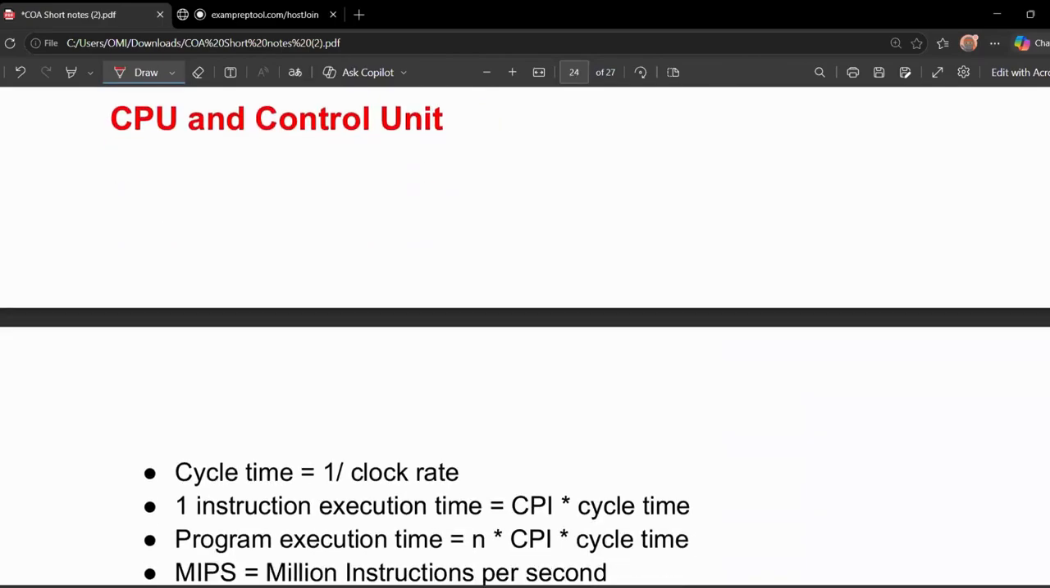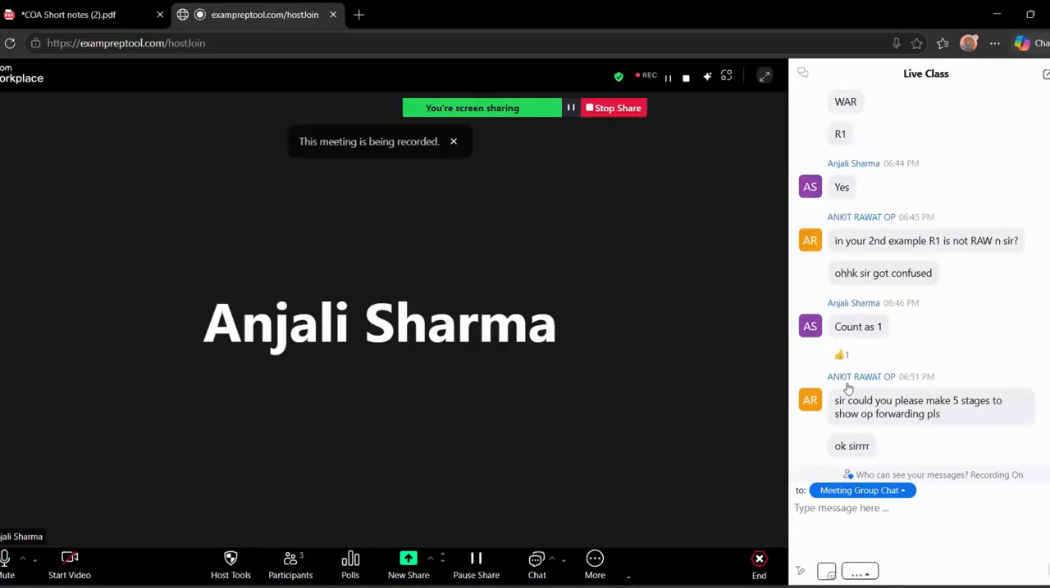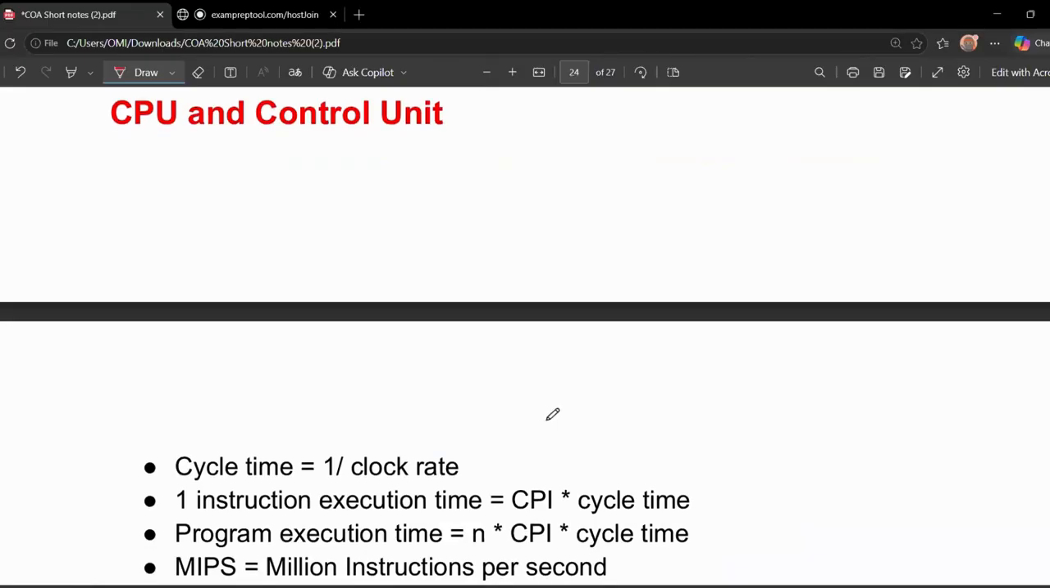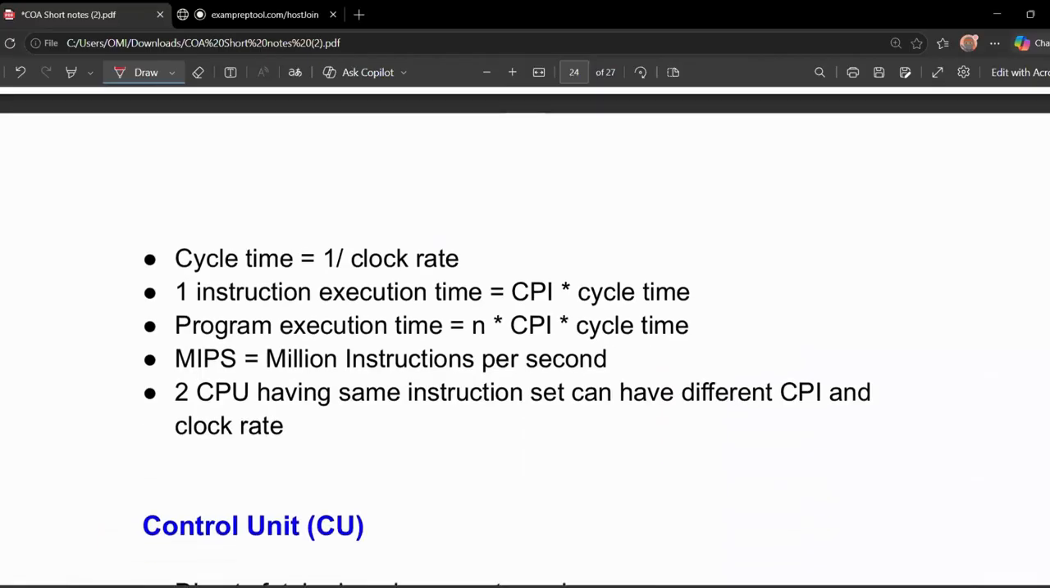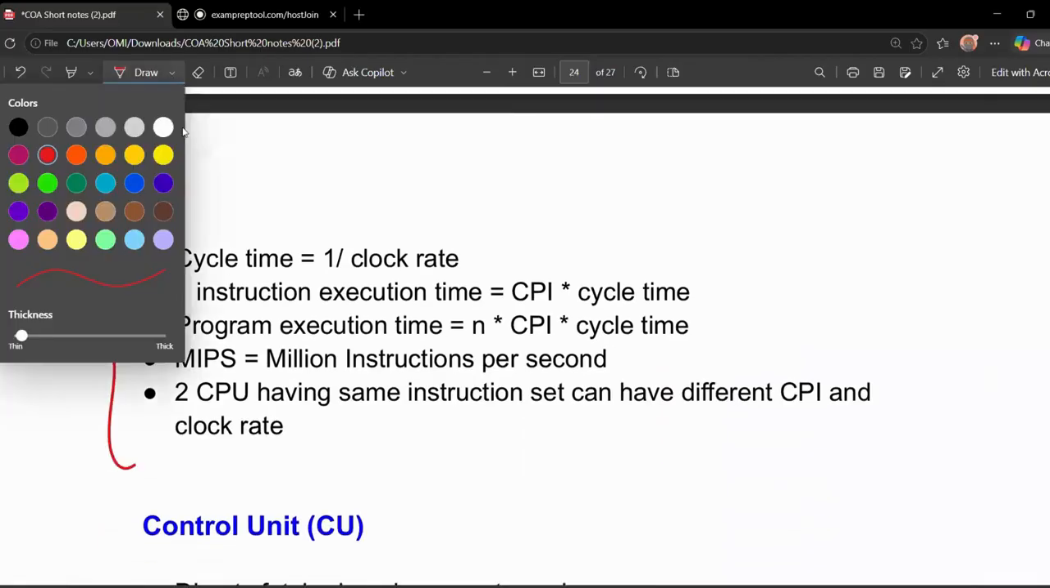Now we will see the last topic, which is CPU and control unit. Okay, CPU and control unit. Now, see, these are the important formulas.